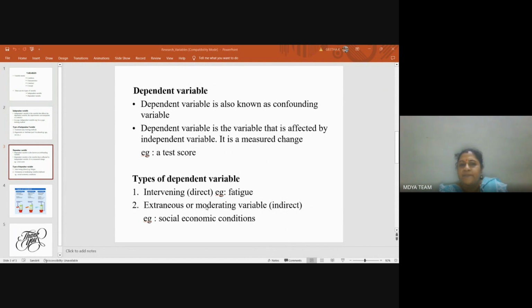So what are the types of dependent variable? Naturally, intervening fatigue is a dependent variable. If you work more, naturally you get tired, right? And as Rajeshwari ji said, if you don't sleep properly, you become tired. So here, fatigue is considered to be the dependent variable. It is always indirect and moderating. It can be influenced by any of the conditions, including socio-economic factors.